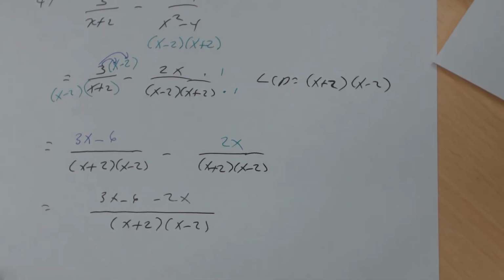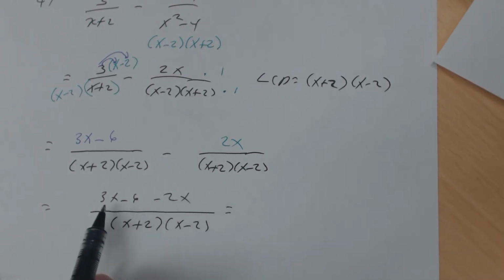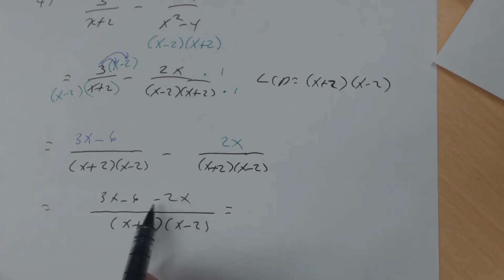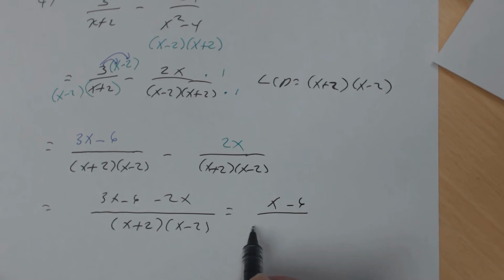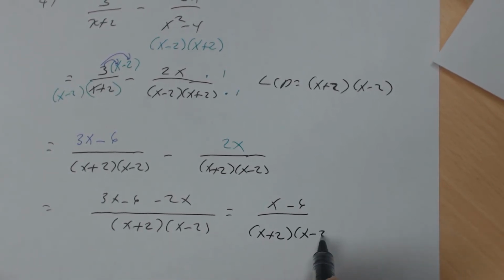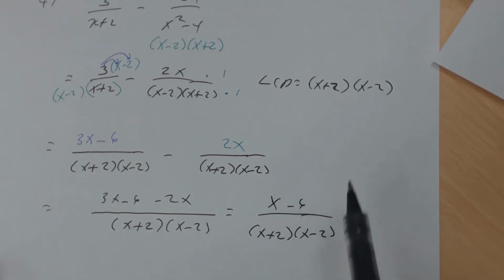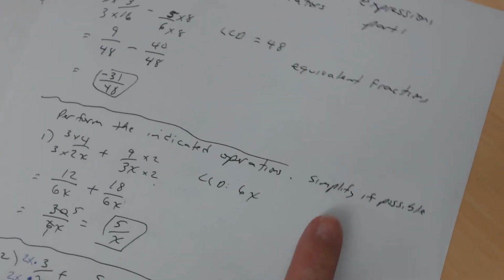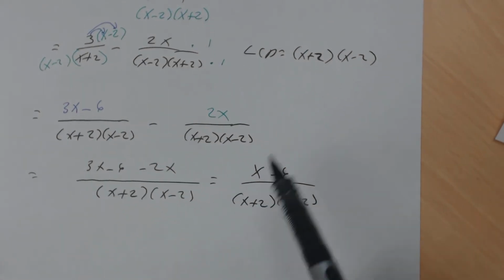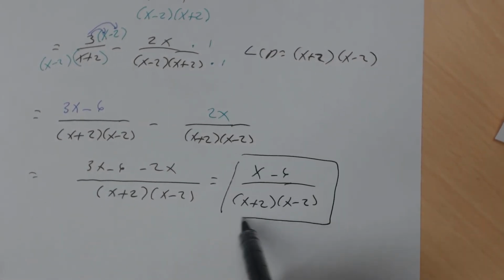Now combine like terms: 3x subtract 2x is x. So I get x minus 6 divided by x plus 2 times x minus 2. And this polynomial in the numerator, you can't factor it any further. So remember the idea of simplifying. Simplify if possible. I can't factor any further, so this is your answer.